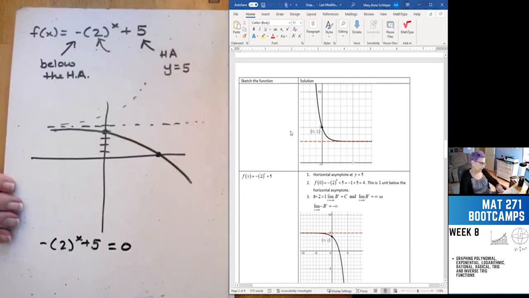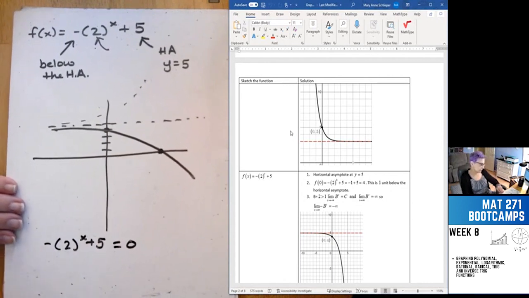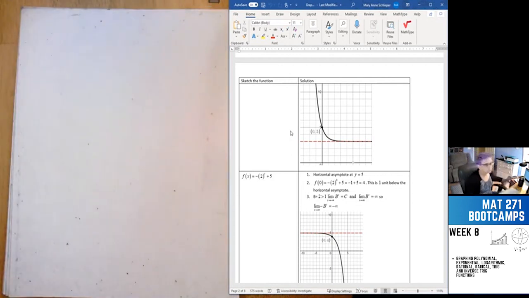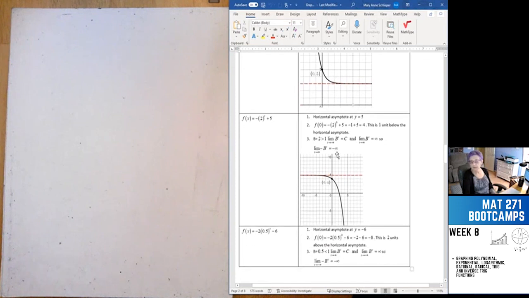Now, the only thing calculus is going to be able to tell you is concavity on these, because you don't have maxes and mins. Chances are when you have to graph something with an exponential, it's going to be combined with another function.